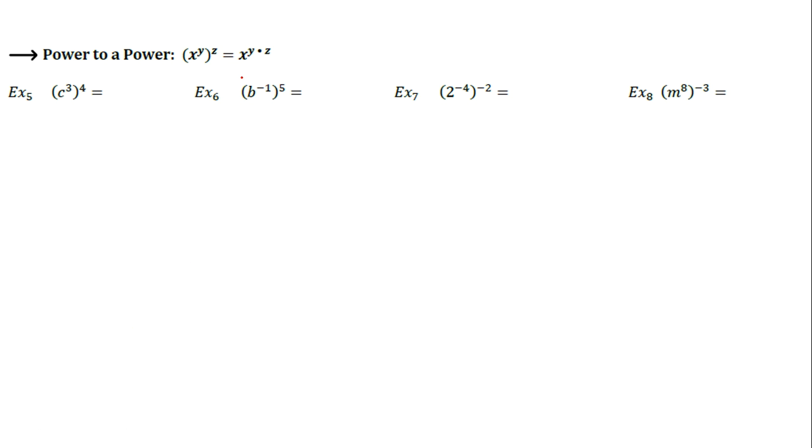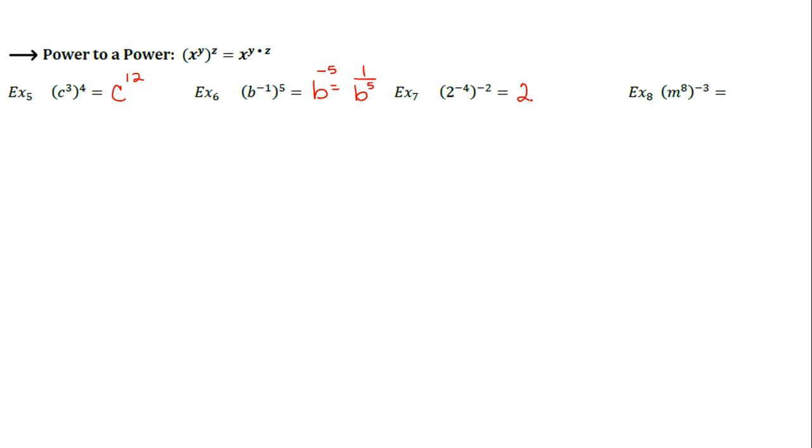Let's do 4 problems here, and we're only going to apply the rule. Remember, leave no negative exponents. Here, I have 3 times 4, so I have c to the 12th. I have b to the negative 5th. Again, we're going to reciprocate. We have 1 over b to the positive 5.